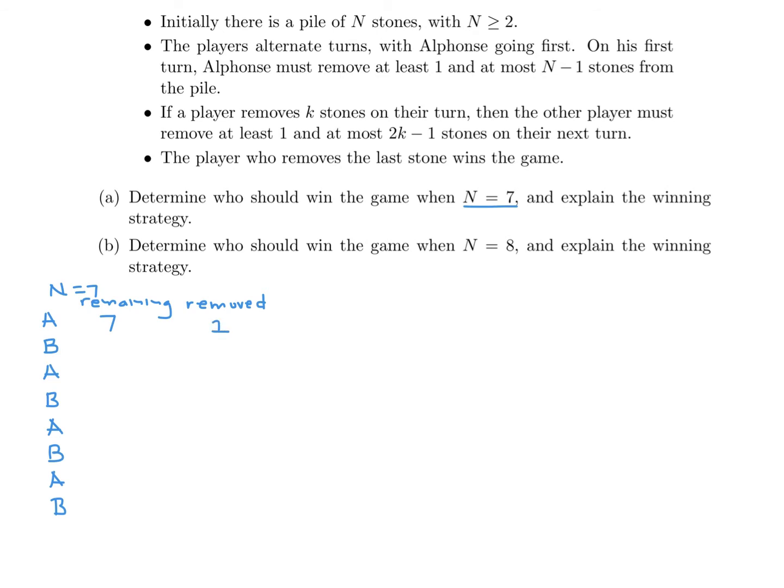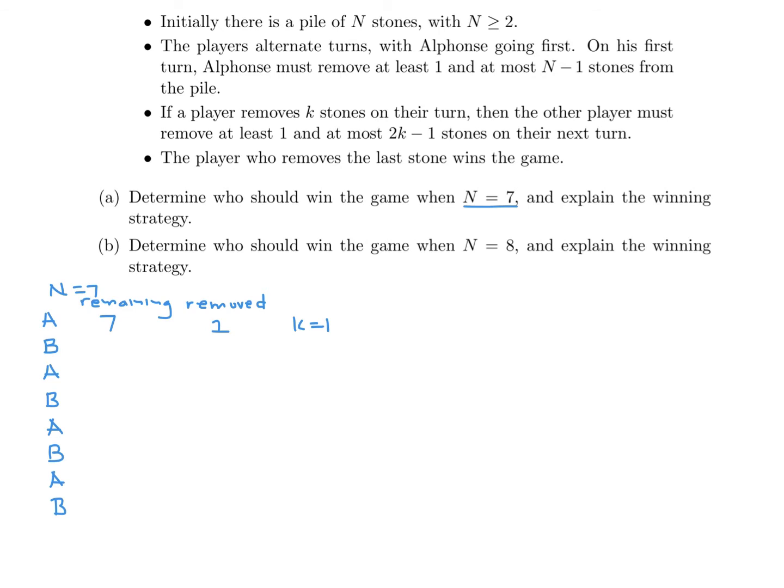If he does, then that means my k is equal to 1. And I'm referring to this very important rule up here. If a player removes k stones on their turn, then the other player must remove at least 1 and at most 2k minus 1 stones on their next turn.